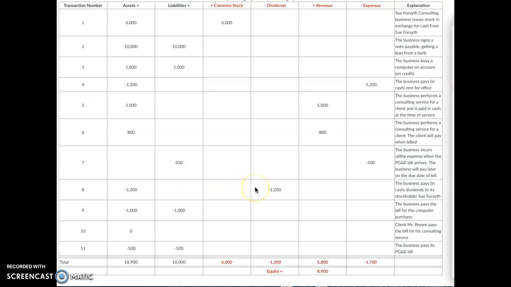And finally, let's look at transaction number 8. The business pays in cash dividends to its stockholder. Dividends decrease equity. And on the other side of the equation, assets are also decreased.